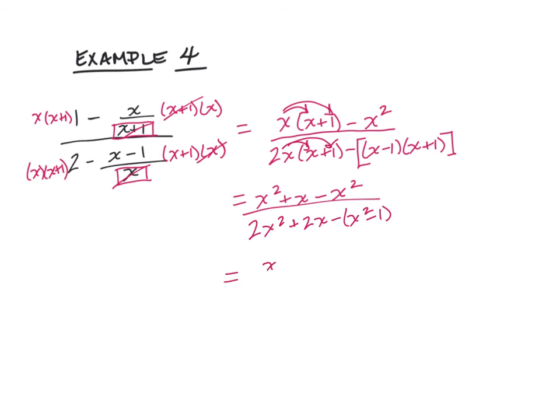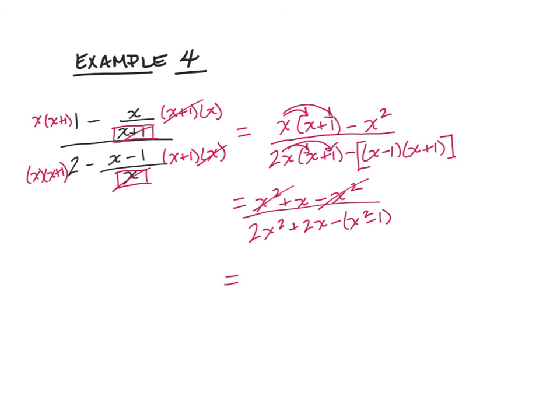So the top isn't going to change. It's going to stay x squared plus x. Oh, actually, let me fix that right now. Why don't we cancel there? So let's go ahead and cancel the x squared minus x squared. So the top is going to simplify nicely to just x. And then the bottom, I'm going to have 2x squared plus 2x minus x squared plus 1.